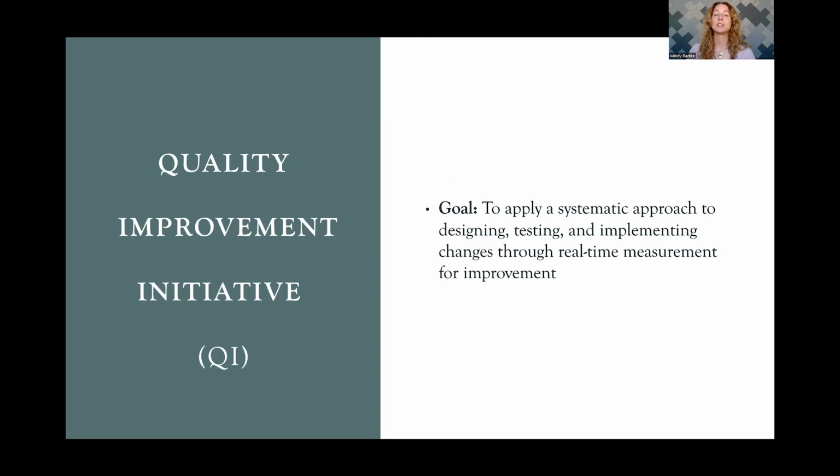Right. So the Quality Improvement Initiative, or the QI: the goal of the genre is to apply a systematic approach to designing, testing, and implementing changes through real-time measurement for improvement. Or in more practical terms, you're going to be identifying a problem, introducing a solution, and documenting how you implement that solution and recording the data.